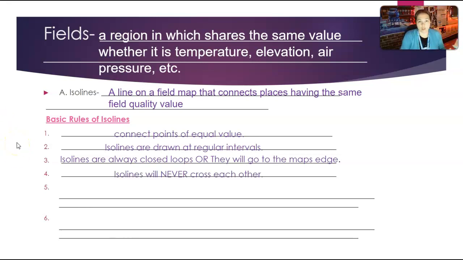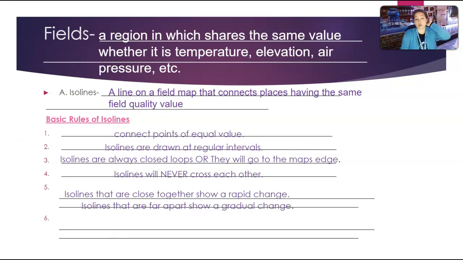And they never cross. For instance, you can't have a 60 and a 50 crossing like this, because that means in one area you're both at 60 and 50 degrees at the same time. That is not possible. So they never ever cross. They're kind of like parallels.